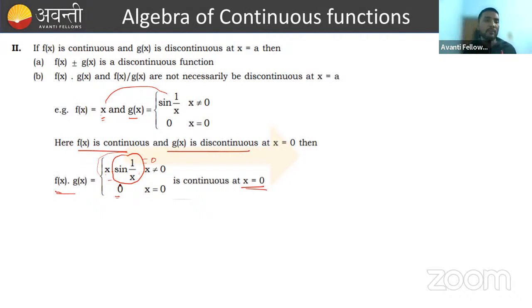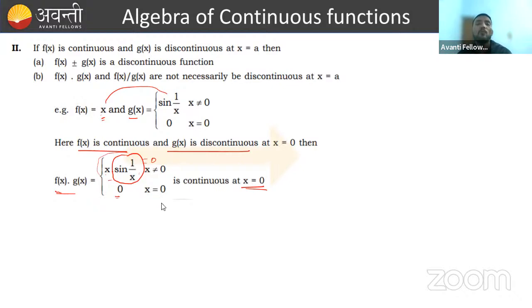I have just taken one example. So if one is continuous and the other is discontinuous, addition and subtraction give a discontinuous function, but multiplication or division can be continuous also. I am not saying it is always continuous, but sometimes it can be continuous. So these are examples where it can be continuous.